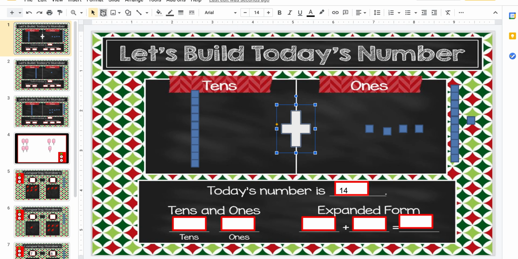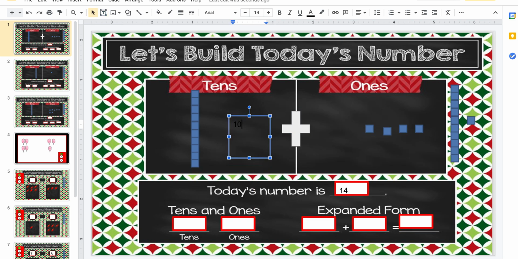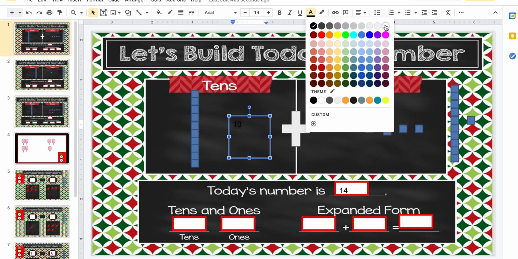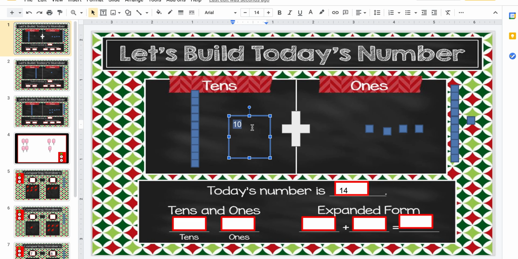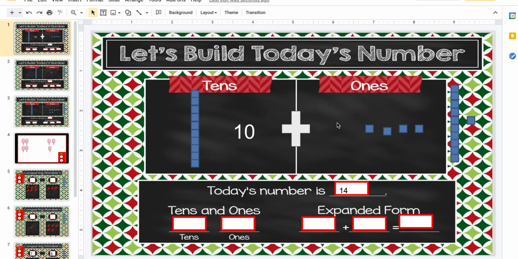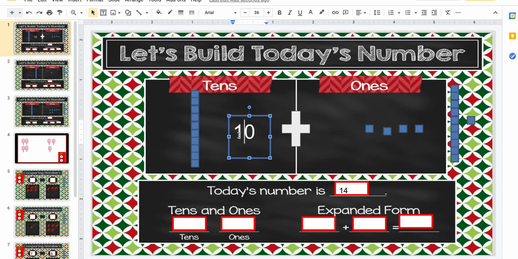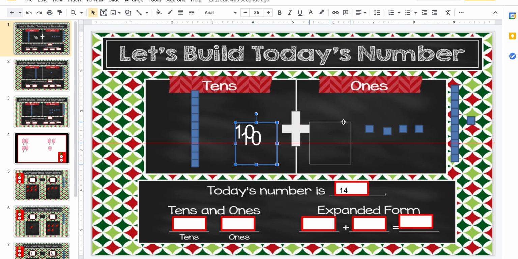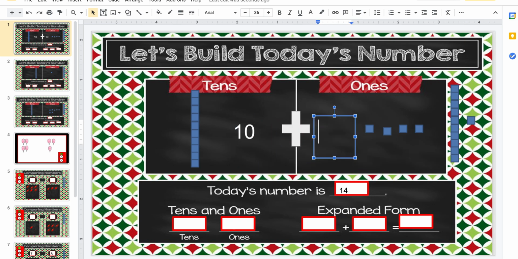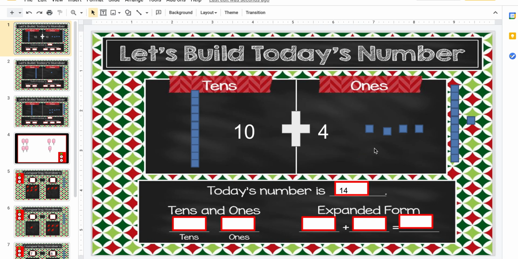So if I insert the text box and show you, this side, I'm going to add 10. Let's make that white so we can see it. So there's 10 on this side. How many are there on this side? There's 4, right? So if I add 4 on this side, there's my expanded form. This side plus this side, 10 plus 4.